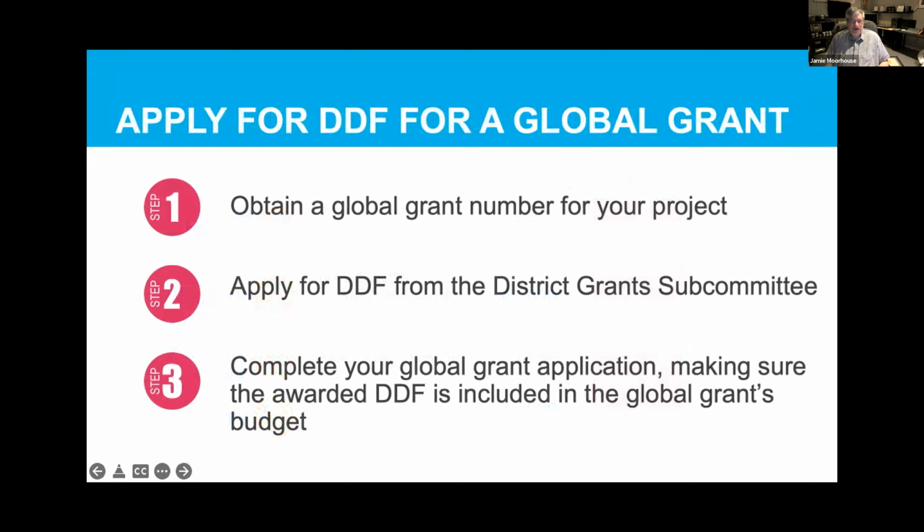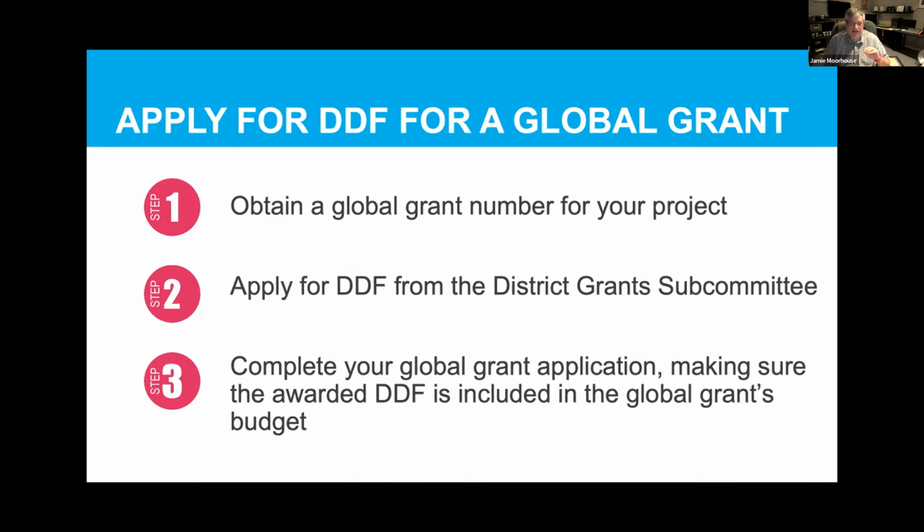So what do you do to apply for global grants? Well, the very first thing you have to do is you have to have a global grant number. Without a global grant number, there is no DDF available. So the very first thing you do is go to myrotary.org, get to the grant center, and start applying for a global grant.